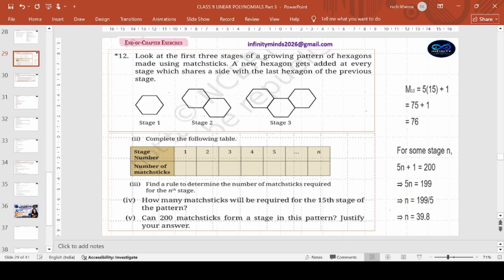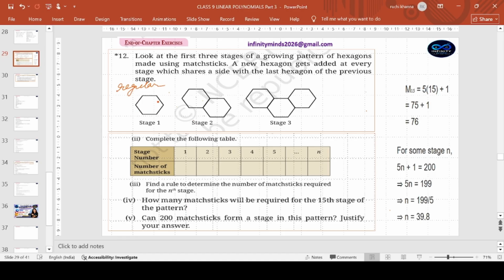Okay, so the next question, number 12. Look at the first three stages of a growing pattern of hexagons made using matchsticks. A new hexagon gets added at every stage, which shares a side with the last hexagon of the previous stage. Stage 1, stage 2, stage 3. Okay students, so what is a hexagon? It is a six-sided figure. Since it is made up of matchsticks, they are basically trying to say that all sides are equal. Yes, so that is a regular hexagon that it is talking about.